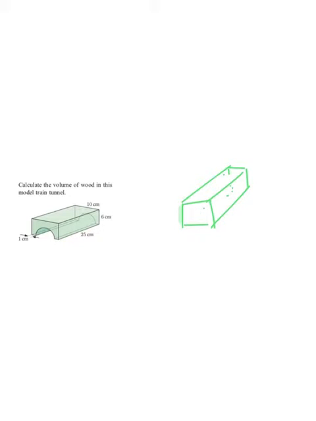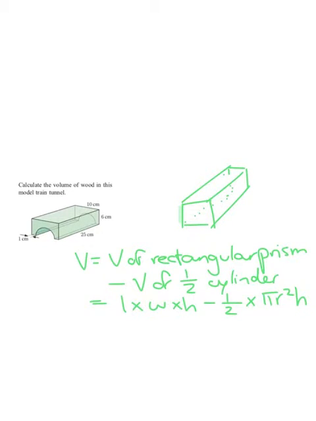So to do this particular one, we just find the volume of that rectangular prism, and then we take away the volume of that cylinder. If you notice, that's a cylinder, it's a half cylinder really. So to calculate the volume, we're just going to do volume of rectangular prism, and then we're going to take away from that. So we're going to take away the volume of the half cylinder.